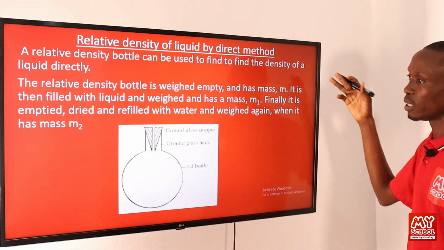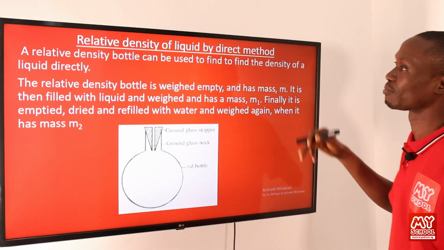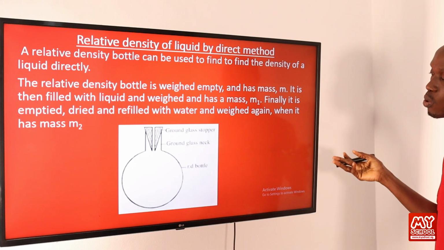Right? So in that case, we call it M2. Let's move to the next slide. So in that case, we call it M2.